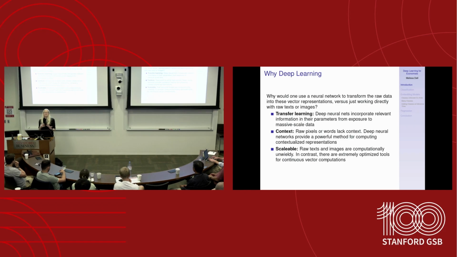It's really unwieldy to work with raw text or image data, whereas there are extremely optimized tools for continuous vector computations. So for example, in some work that I did, we were able to make 10 to the 14th exact vector similarity calculations on a single mid-range, by now quite old, GPU card in a few hours.